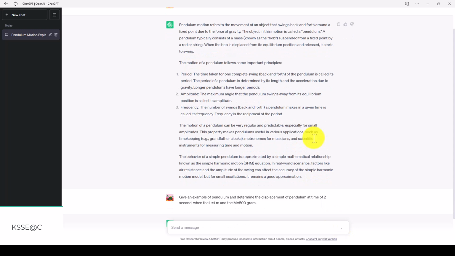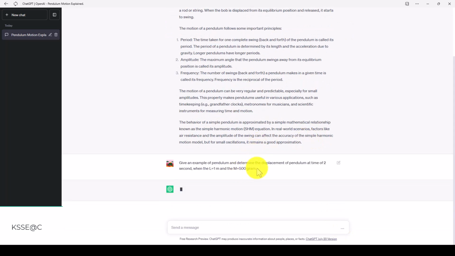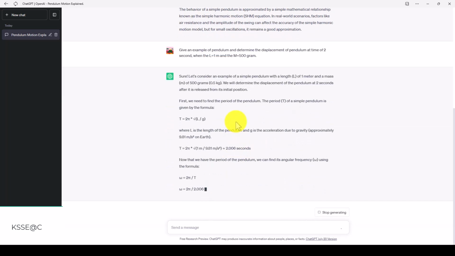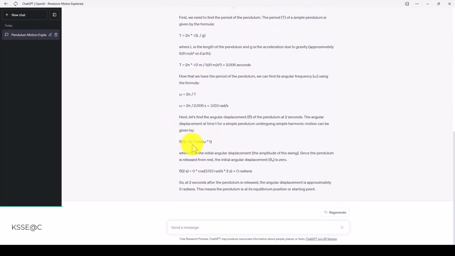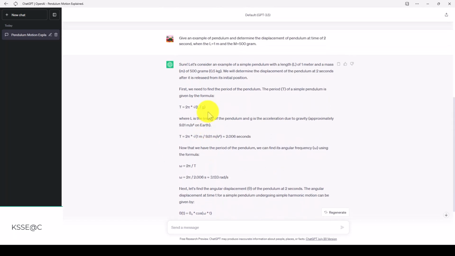Here you write in the program: surely, consider an example of a simple pendulum with a length L of 1 meter and a mass of 500 grams. We will determine the displacement of the pendulum at 2 seconds after it is released from its initial position. So first we need to find the period of the pendulum. So we will use this equation, T equals 2π times the square root of L divided by g. So then we have the g is this one, and we have determined that T, the period, is 2.006.